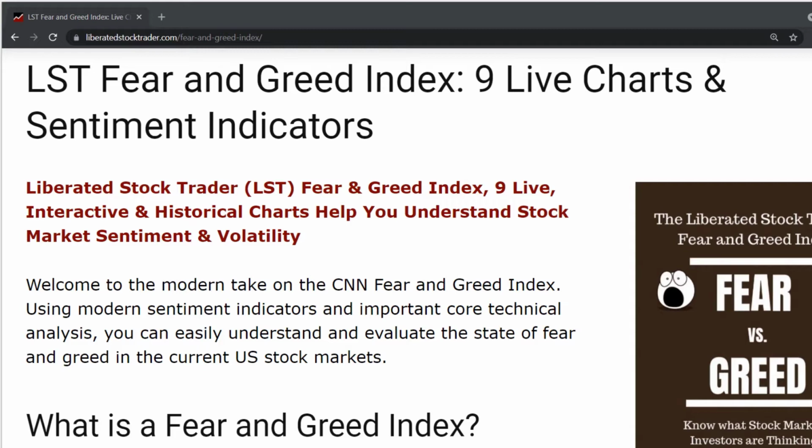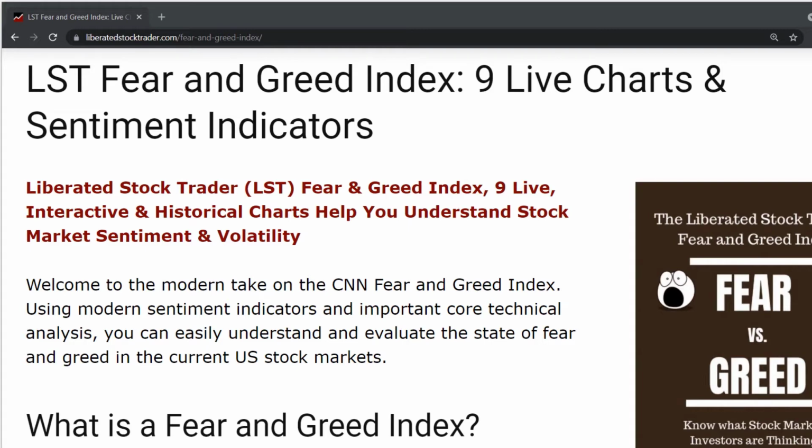So what is a fear and greed index? A fear and greed index tries to estimate investor sentiment in the stock market. When people feel greed, it means they are either buying or will buy stocks. This pushes prices up by increasing demand. When people feel fear, it means they are either selling or about to sell stocks, which decreases stock prices.